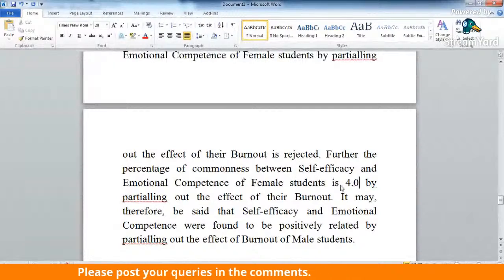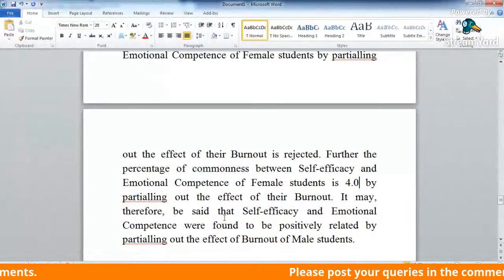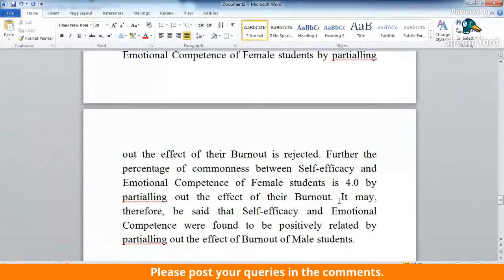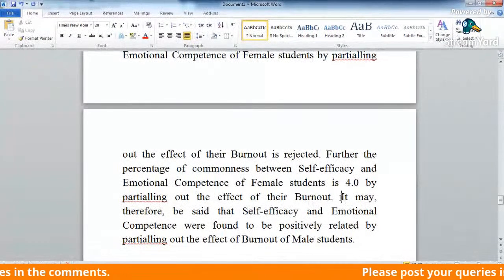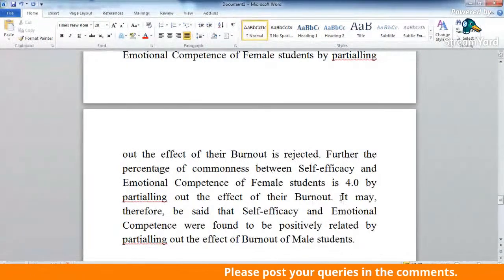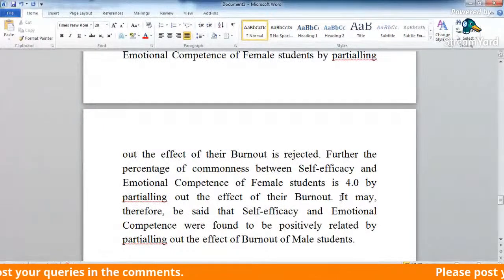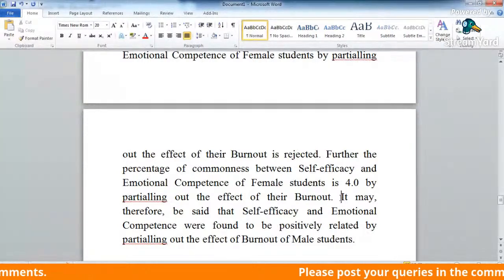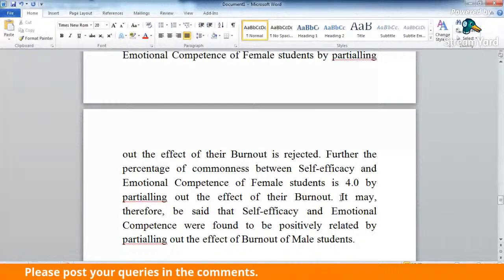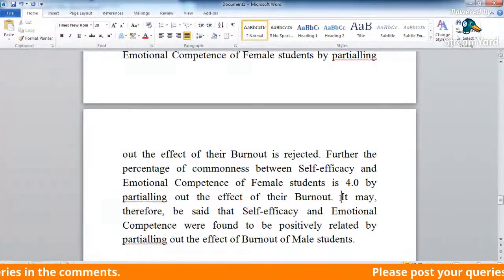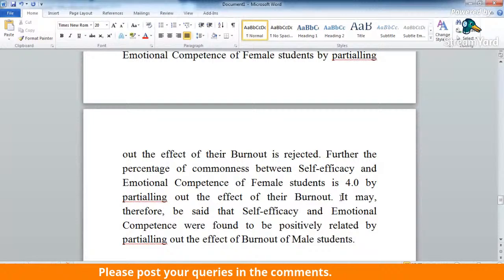Okay, the commonness is 4% by partialing out the effect of this. Now, this is very, very small. This is important. And see, the correlation is a negative correlation. Negative correlation means if the self-efficacy goes up, then the emotional competence comes down. And if emotional competence moves up, the self-efficacy comes down. That is only the meaning of that.